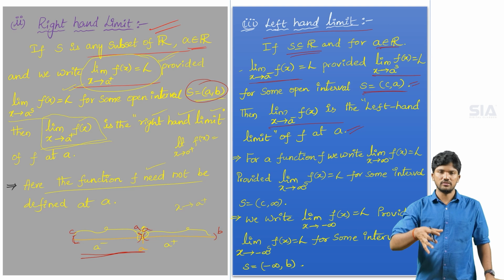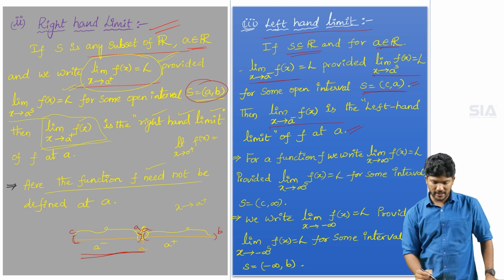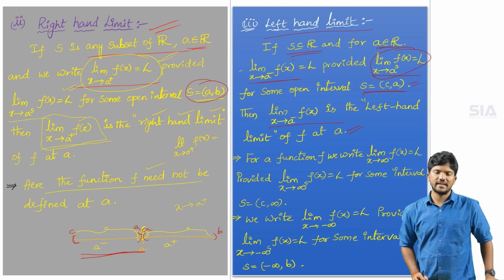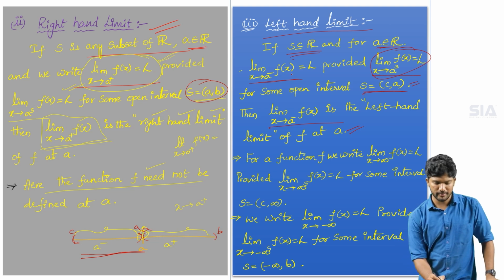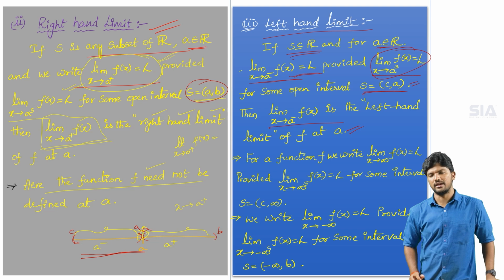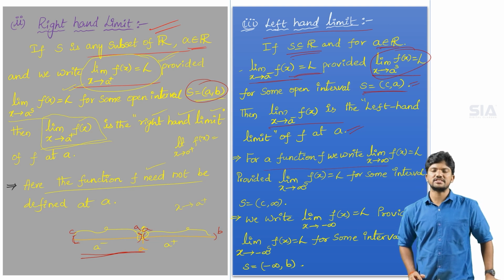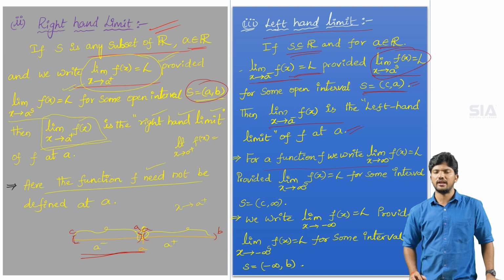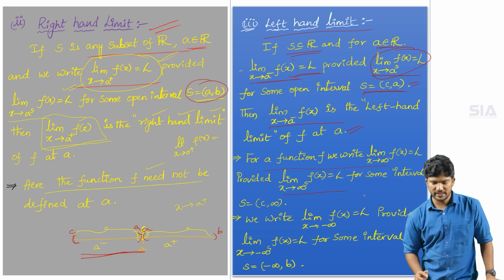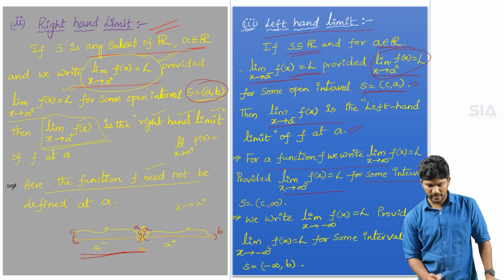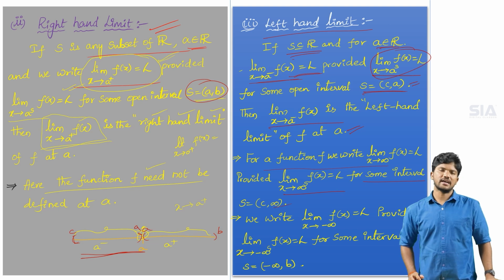That means in this definition, for the limit to apply, definitely you have to mention these two values: limit x tends to a along S f of x is equal to capital L. Okay, and limit x tends to a minus f of x is equal to capital L. Okay, so that is for a function small f we write limit x tends to infinity f of x is equal to L, provided limit x tends to infinity along S f of x is equal to L for some interval S is equal to (c, infinity).